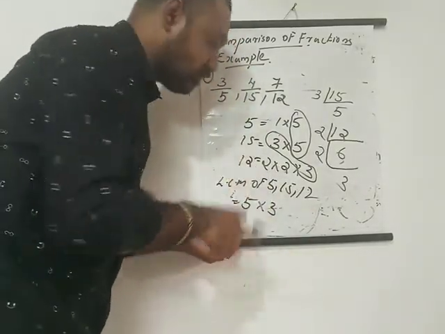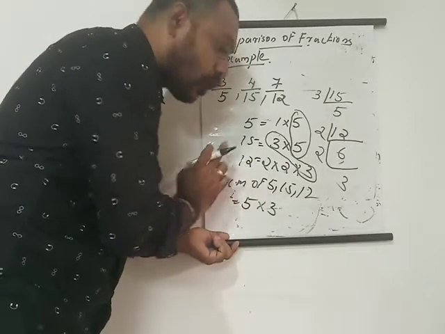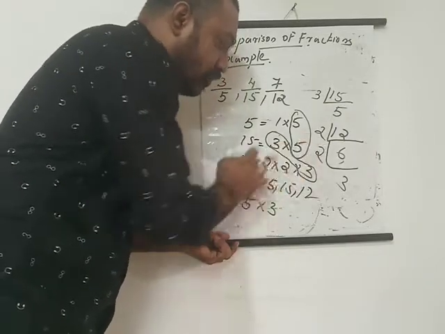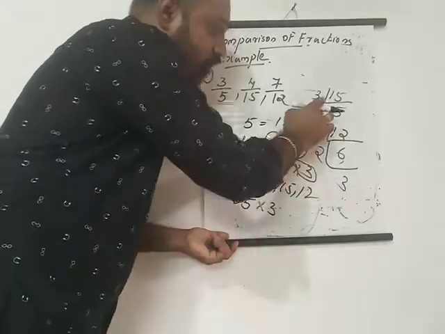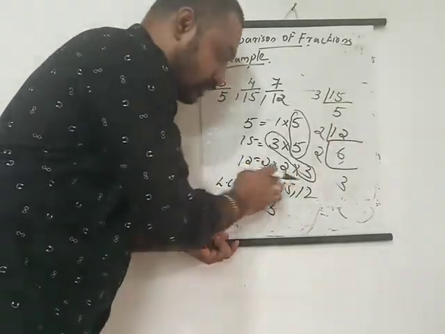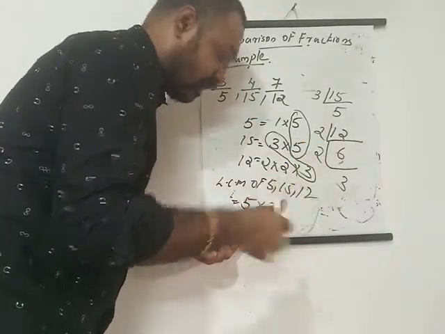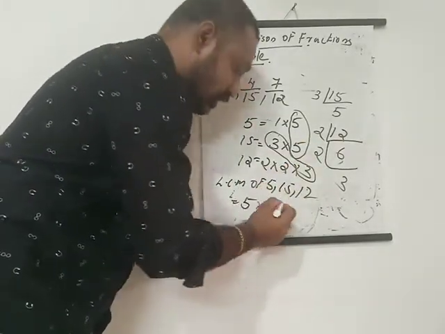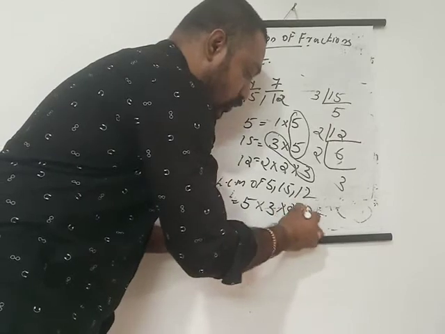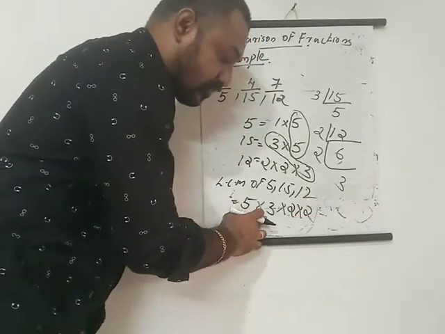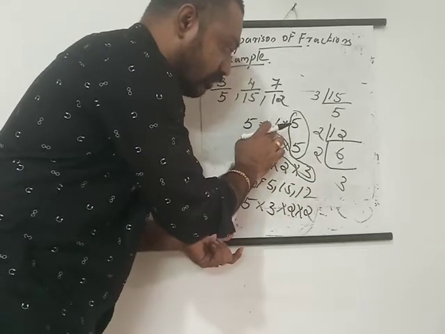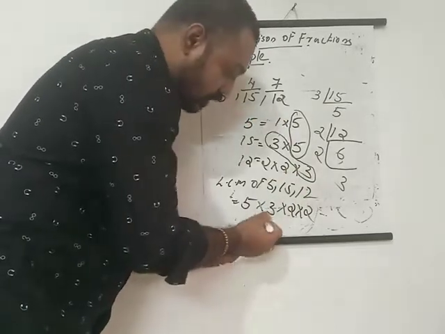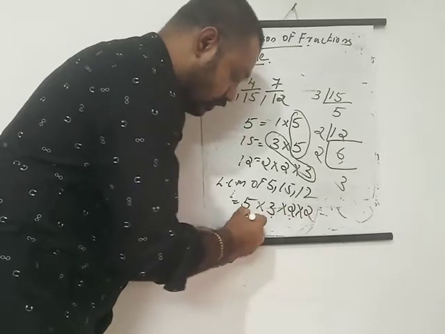It is not a pair, because this 2 is only for 12. If one 2 was here also, you could make a pair. But these 2s are only in one number, so you cannot take them that way. So we have to write all the 2s, that means you write two 2s here. Now multiply. 5 threes are 15, 15 into 2 is 30, and 30 into 2 is 60.